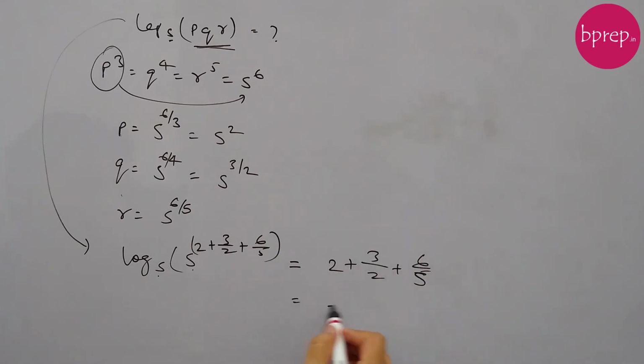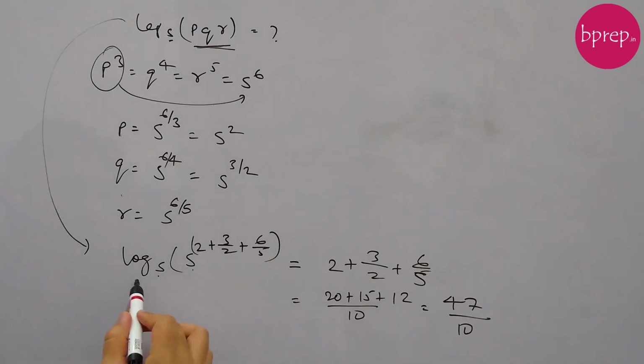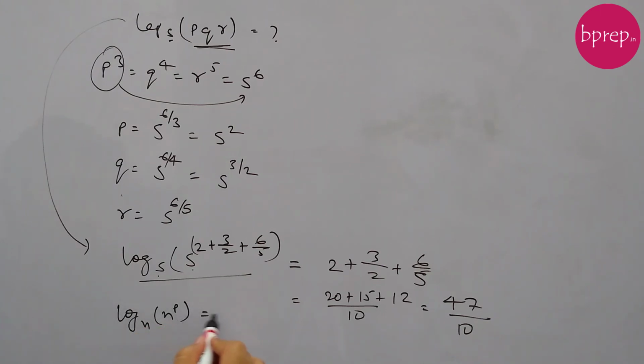Okay. So this will be 10 and 20 plus 15 plus 12. So 47 by 10 is the answer. So here the only catch was this: if you have read logs, log of base n and n to the power something p, then it becomes p. Okay, so we need to know this, and then we get the answer easily.